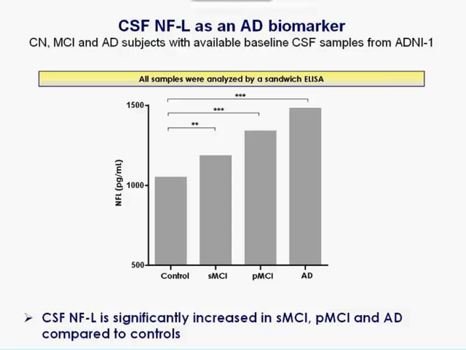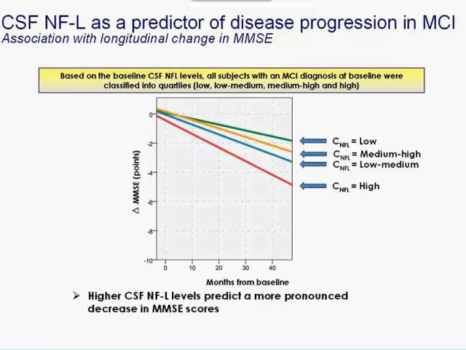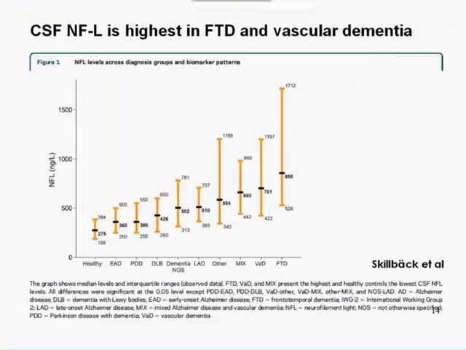But when we examined the ADNI cohort for CSF neurofilament light concentrations, we could see a clear elevation of the concentrations in Alzheimer's disease. And when grouping the individuals according to high, low to medium, medium to high, or low concentrations of neurofilament light, we can see that those with the highest concentrations are those that progress the fastest in their cognitive deterioration over time, as approximated here by the Mini-Mental State Examination score. So higher CSF neurofilament light levels predict a more pronounced decrease in MMSE scores. And we also saw longitudinal association with longitudinal change in MRI data on brain atrophy.